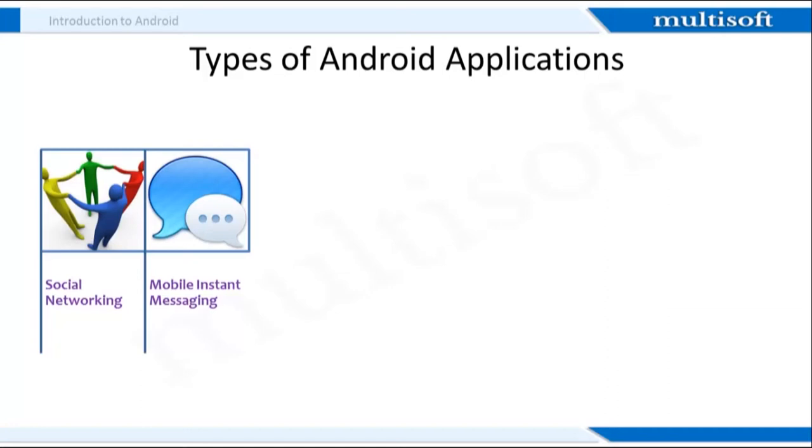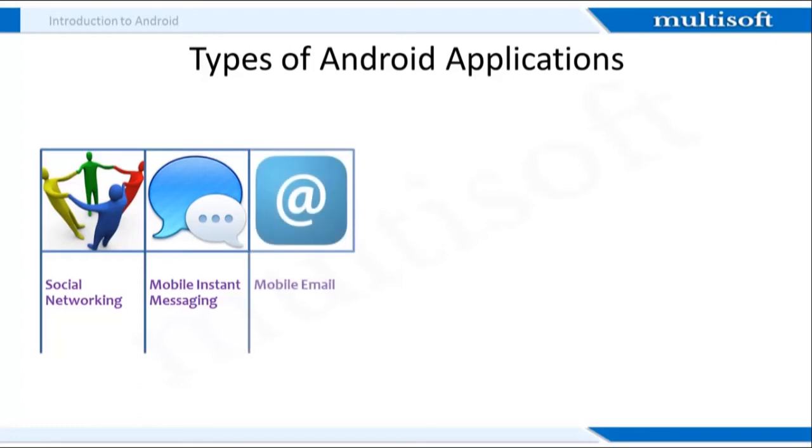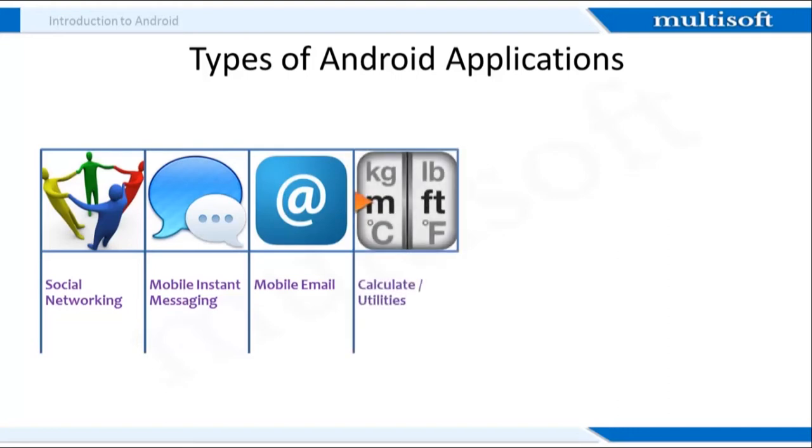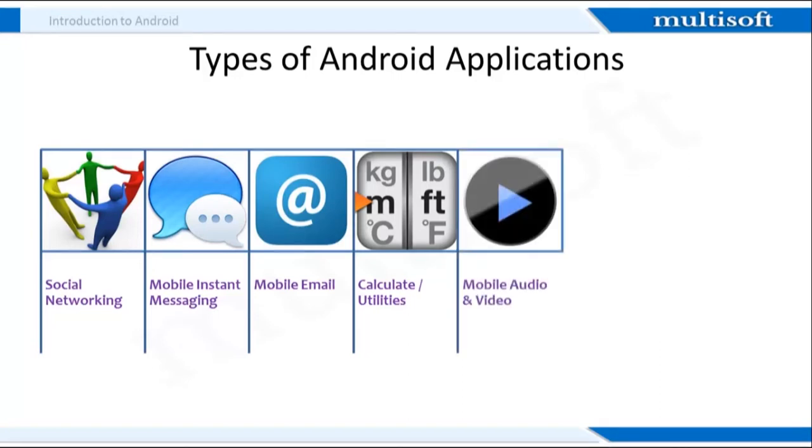The next type of applications are mobile email applications. Through these, you can send official and personal emails effectively. The calculator, the utilities applications are used for conversion and calculation purposes. These applications let you convert temperatures, calculate square footage, etc. The fifth type of app that can be created with Android is the mobile video and audio application. With these applications, you can watch videos with more clarity and listen to music whenever you want.